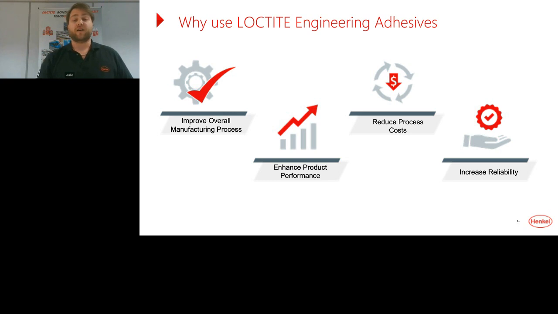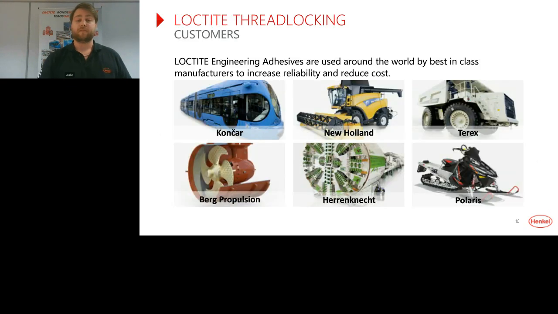And another main topic is the increased reliability offered by Loctite engineering adhesives. We can improve your brand reputation and reduce warranty claims by increasing the service life of your product. Loctite thread lockers are used by many customers worldwide. Manufacturers of planes, trains, automobiles, construction equipment, agricultural machinery, and many, many more use Loctite thread locking adhesives to improve manufacturing processes and reduce warranty claims, leading to greater success with their product.